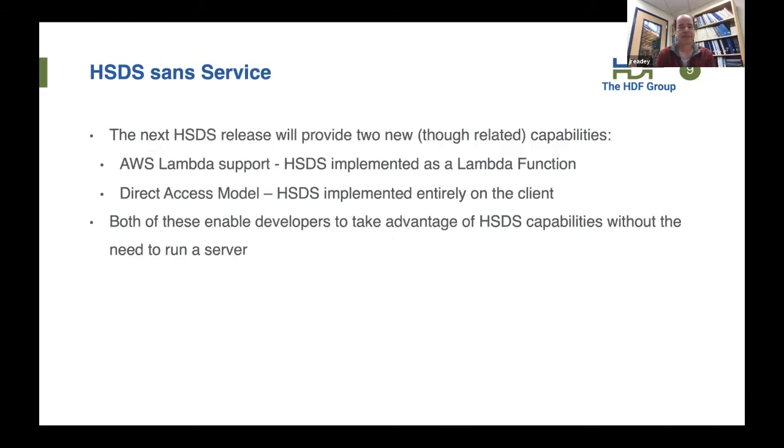Okay, so that's great. Let's talk about HSDS without a service. So two approaches. We have AWS Lambda, where HSDS is implemented as a Lambda function, and this direct access model. And the idea of these is to take advantage of all the capabilities of HSDS, but without having to set up a server.